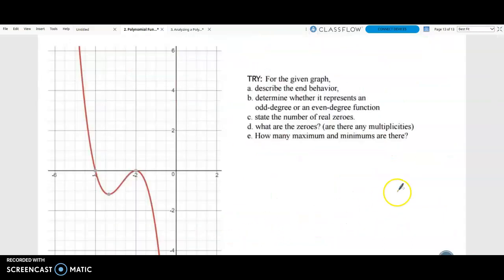All right, but go ahead and give this one a try. Last of the notes, pause it here. Give this one a try. Describe the end behavior. Determine whether it represents an odd degree, an even degree, the number of real zeros. What are the zeros? Are there any multiplicities? And then how many maximums and minimums are there?